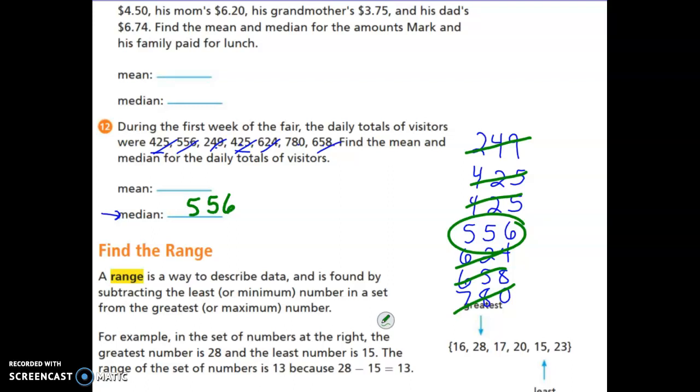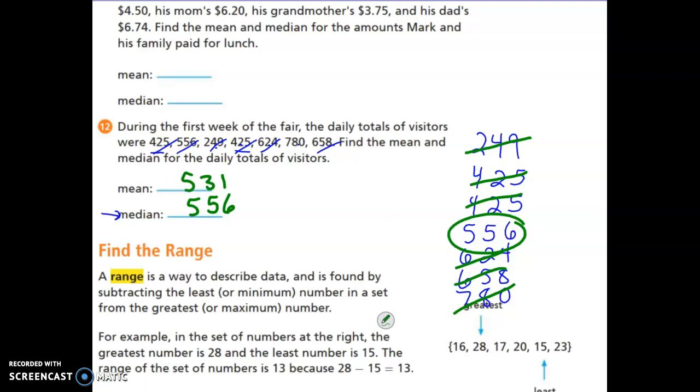All right, I want you to pause the video, and I want you to go back to our numbers. Hopefully you didn't scribble them out too much, but go back and find the mean. Remember, you're going to add them up, divide by the number of numbers. We know there's 7 numbers, so add them up, divide by 7. And you should have gotten 531.